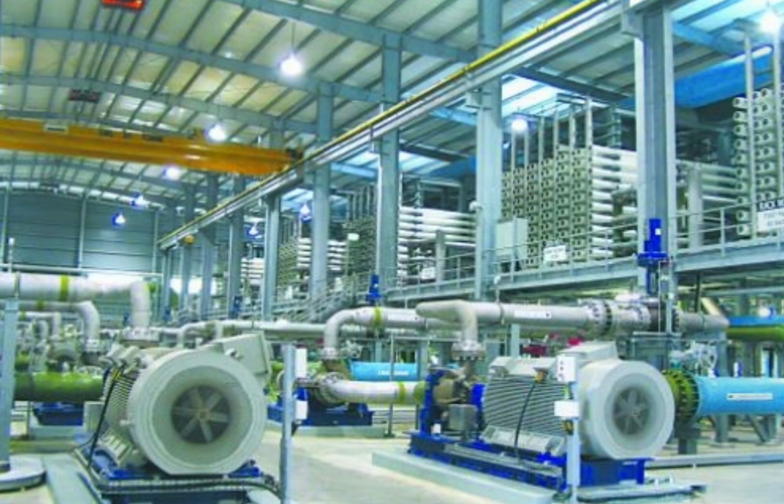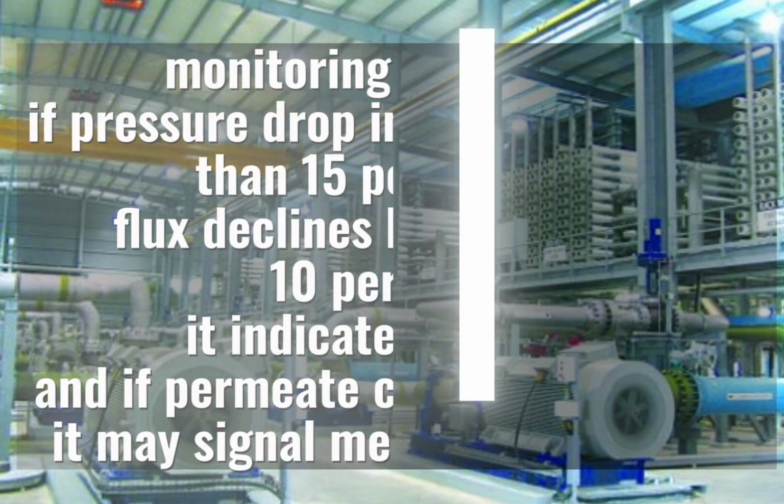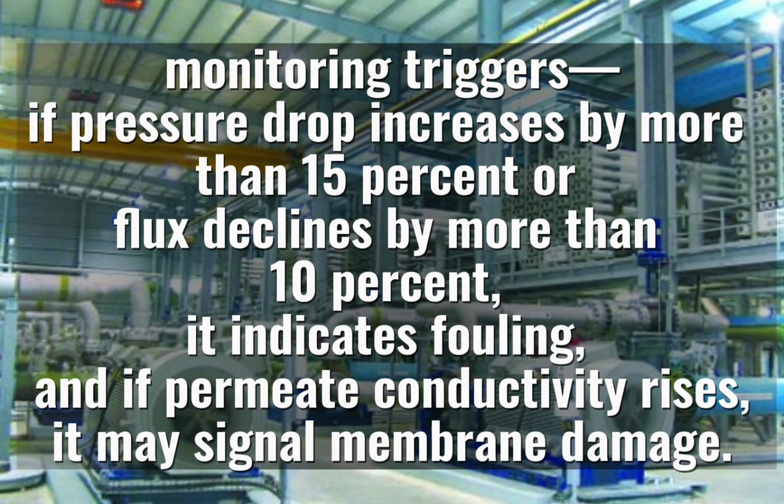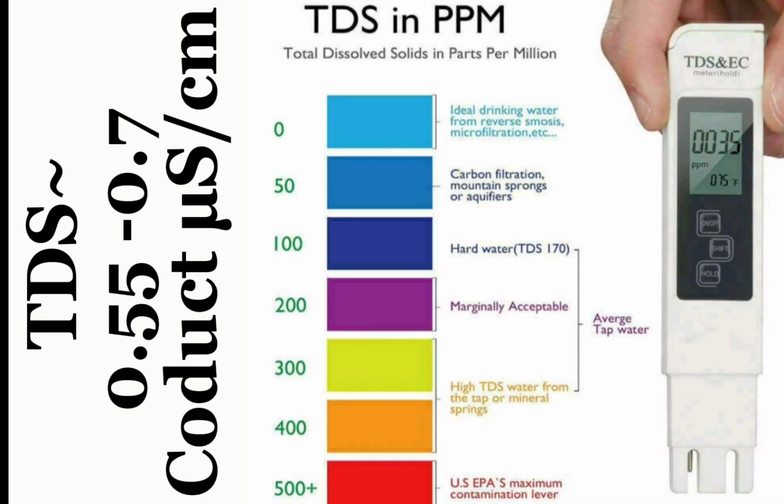Finally, he learned about monitoring triggers. If pressure drop increases by more than 15% or flux declines by more than 10%, it indicates fouling, and if permeate conductivity rises, it may signal membrane damage. A quick rule of thumb he learned was that TDS is approximately 0.55 to 0.7 times conductivity.